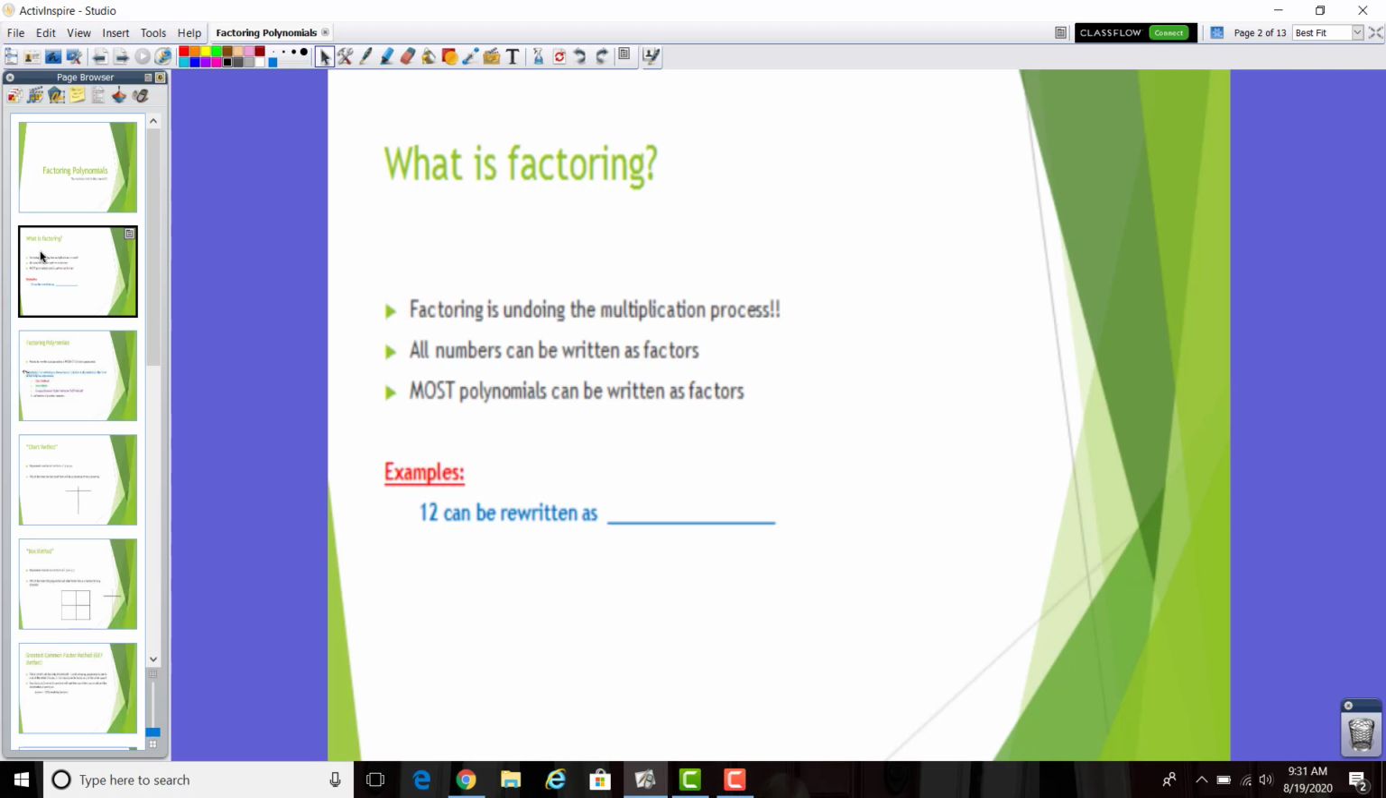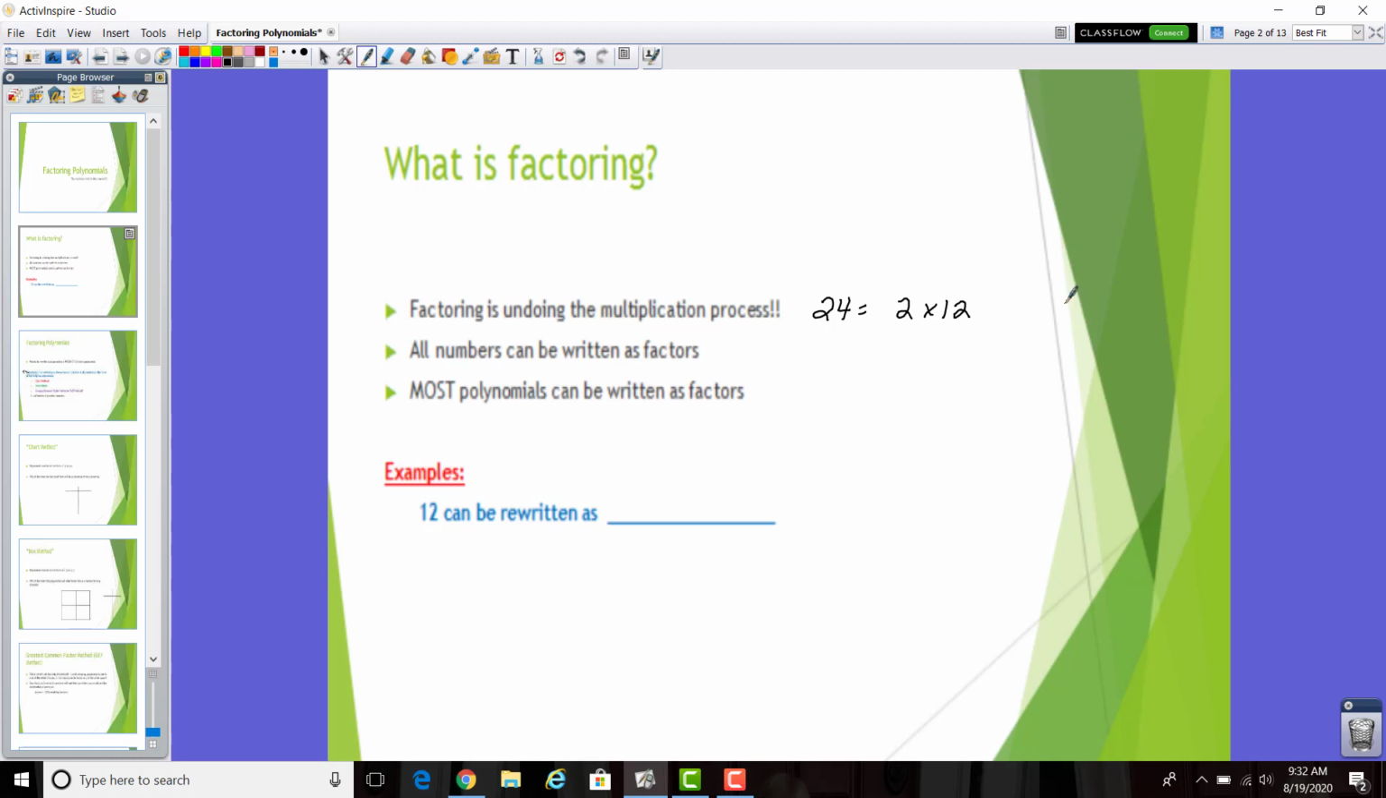So let's talk about what factoring is. Factoring is the process of undoing some multiplication. So if we have a product, the factors of that product are the numbers or the terms that we have multiplied together to get that product. So if we think about just numbers, take the number 24. We know that if we take 2 and multiply it by 12, we get 24.